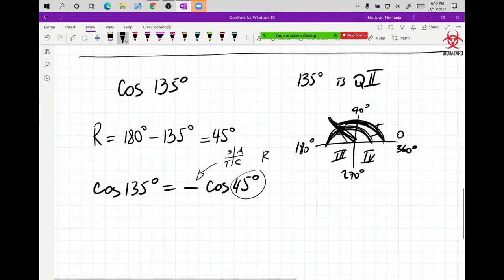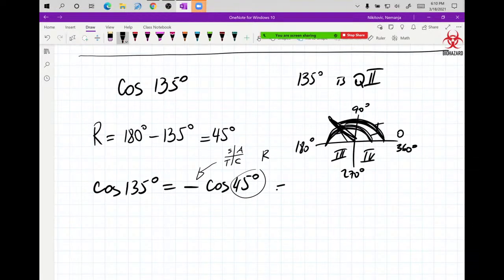So now it's a joke. It's negative root 2 over 2. Because we know from the chart, or from the unit circle, whatever, that the cosine of 45 is root 2 over 2, right? Because that's the x coordinate of that point. And then it's negative, right? Because it was in the second quadrant, and cosines are negative in the second quadrant.